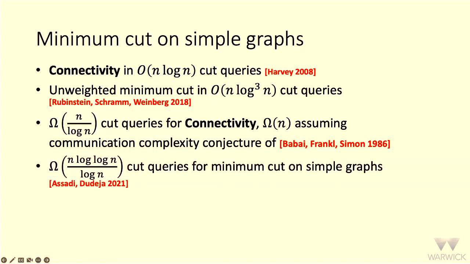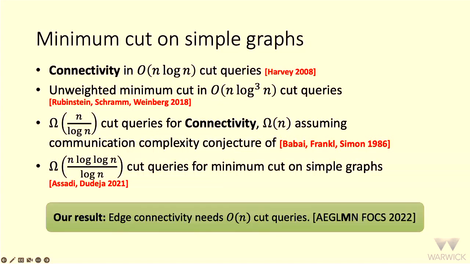However, if we are looking for min cut, not connectivity, you can have a slightly improved lower bound. Still sublinear. So the question comes as, what is the exact complexity? Can we even use this function to prove a superlinear lower bound? It's a very recent result of ours. We show that no, it cannot. Edge connectivity needs just order n cut queries, and that's enough. So this is one of the first negative news, that you cannot use edge connectivity on simple graphs.